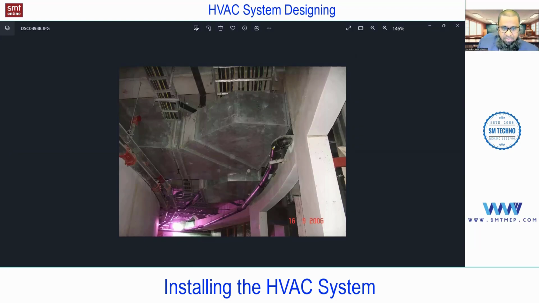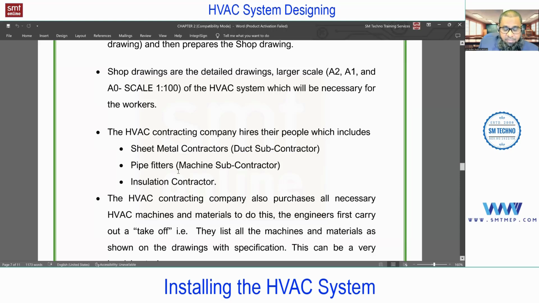Next, you see pipe fitters, they will take care of the welding and installation of pipe for the refrigerant side or for the chilled water side, etc. Then a separate insulation contractor will take care of duct insulation as well as pipe insulation. At this level, if you don't know insulation, just remember insulation is used to reduce the energy losses.